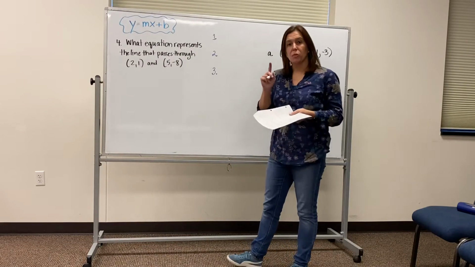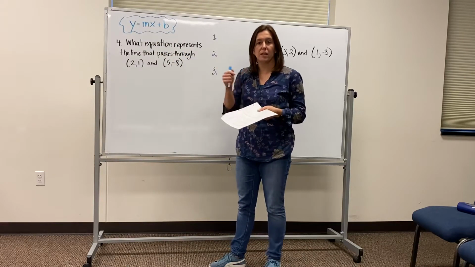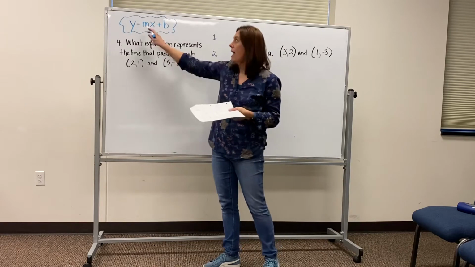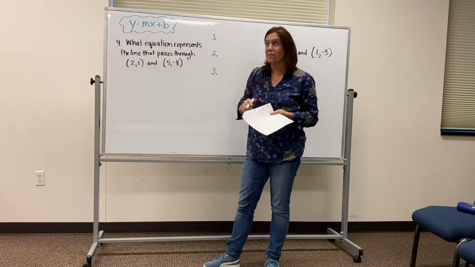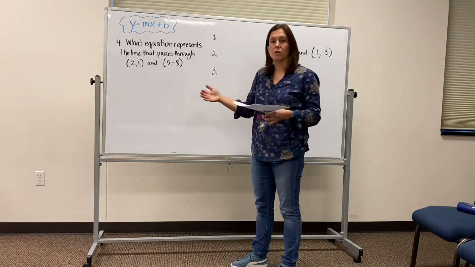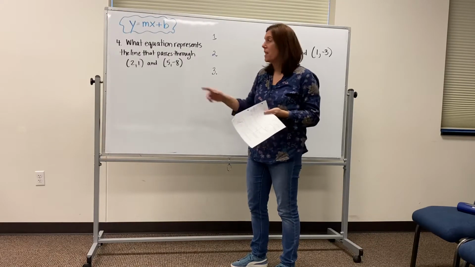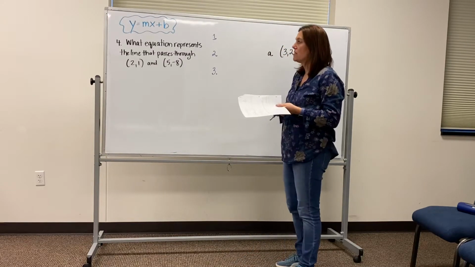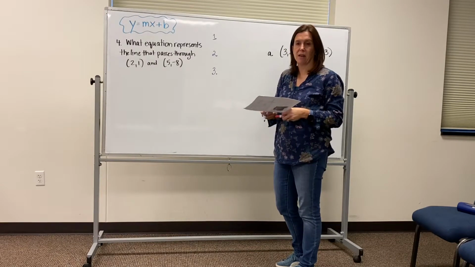Now, to review before we dive in, we are talking about our slope-intercept form of a linear equation. y equals mx plus b, where m is my slope and b is my y-intercept. So for problem number 4, we are going to be given clues, and we need to be able to write the equation from the given information. For number 4, it says, what equation represents the line that passes through (2, 1) and (5, -8)?